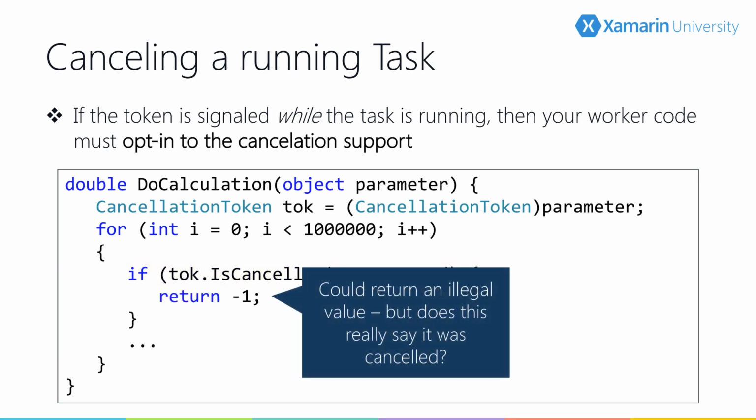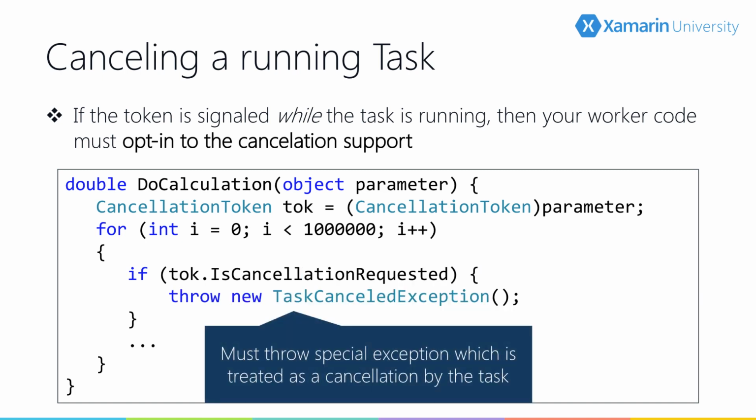Should we return -1? But what if -1 is a legal outcome of this method? How would somebody who is calling this method be able to differentiate whether -1 means the result is -1 or -1 means it has been cancelled? So you see, that's not optimal. And that's why there's another approach here, and that is to throw a TaskCanceledException. This is what you would typically do, because then the caller can catch this exception. It's an expected exception, and they can react accordingly.